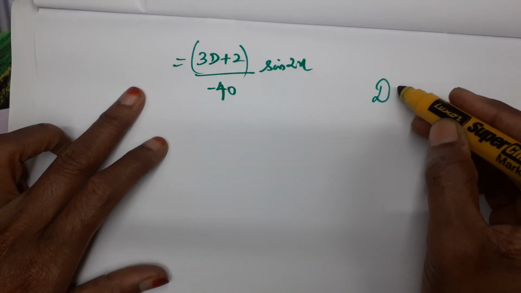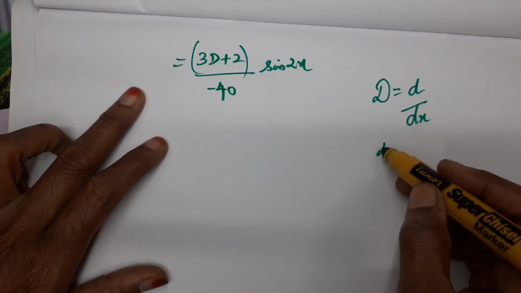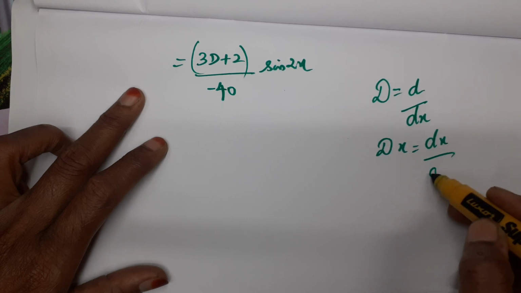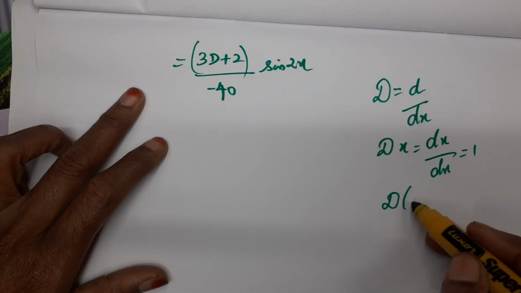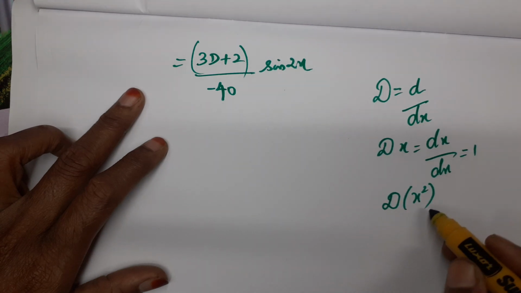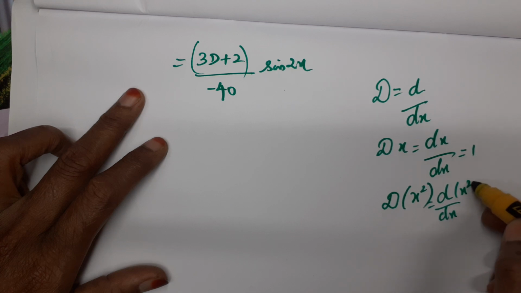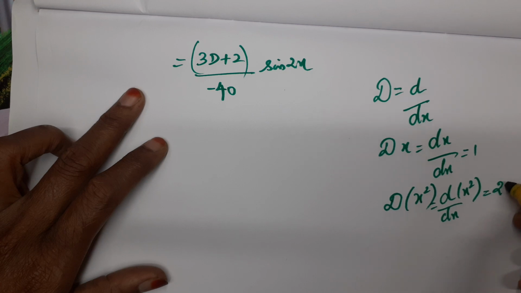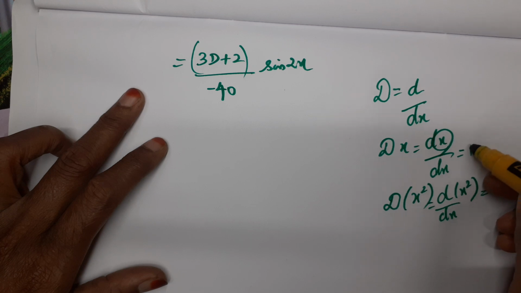Already we know what D is. D is nothing but d by dx. For example, if I have D into x, which is nothing but dx by dx, which is equal to 1. For example, if I have the term D of x², D of x² means d by dx of x². That means we have to differentiate x² with respect to x, which will give 2x. Here we are differentiating x with respect to x, which is 1.